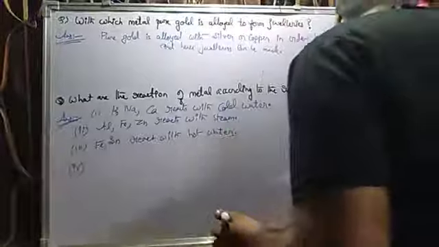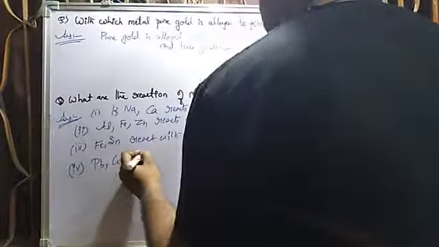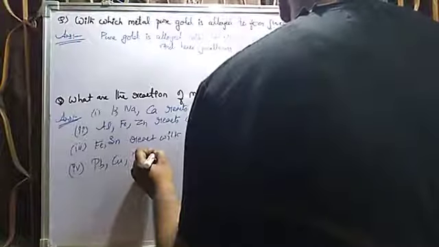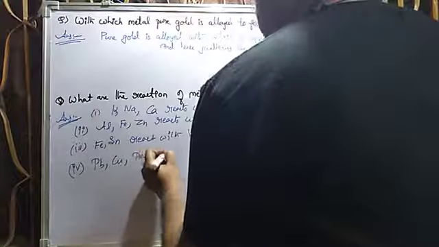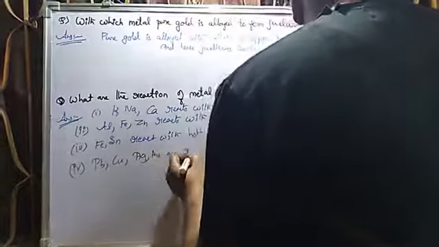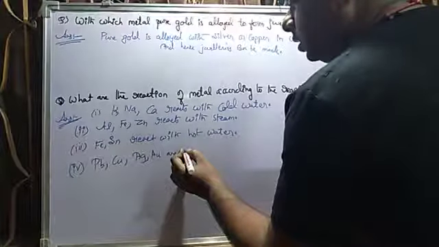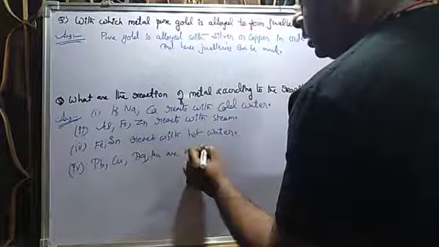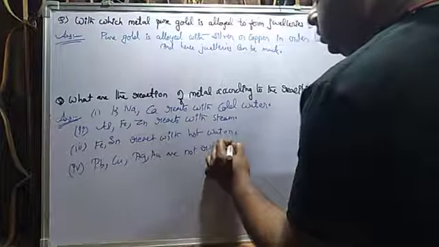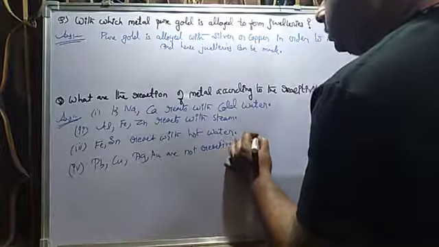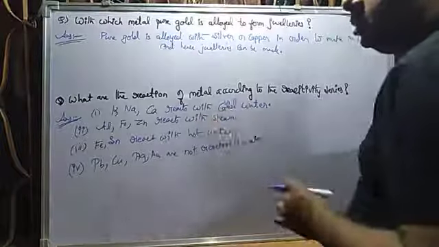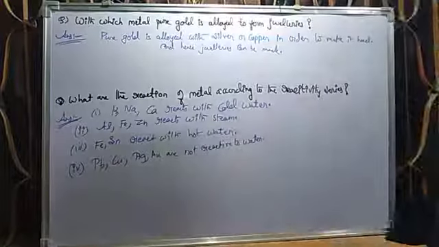Next, lead, copper, silver, gold are the metals that are not reactive to water. It means they are the lowest metals in the group. They generally don't react with water.